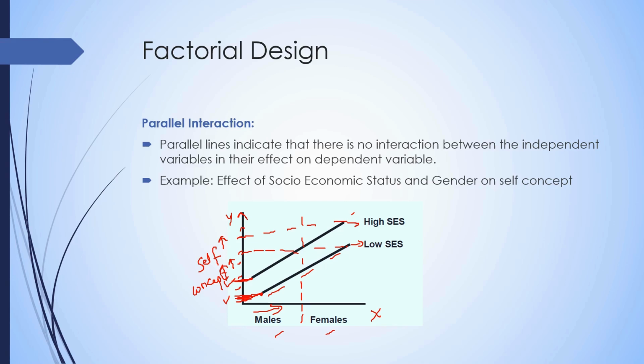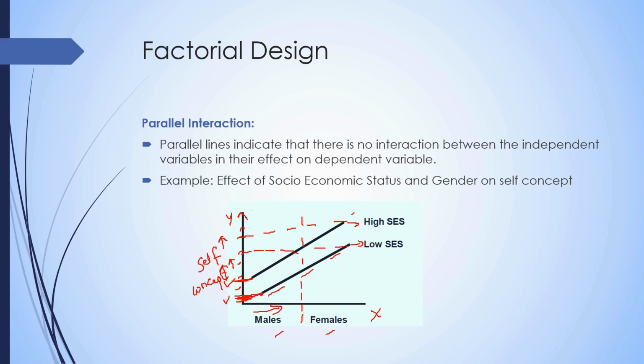So what is a parallel interaction? Here both of them don't seem to interact with each other. Like here also the interaction, both of them seem to be the same. Like lower the socioeconomic status, lower the social self-concept. The gender is not affected by the socioeconomic status. For both genders, be it male or female, lower socioeconomic status means lower self-concept. Higher socioeconomic status means higher self-concept.